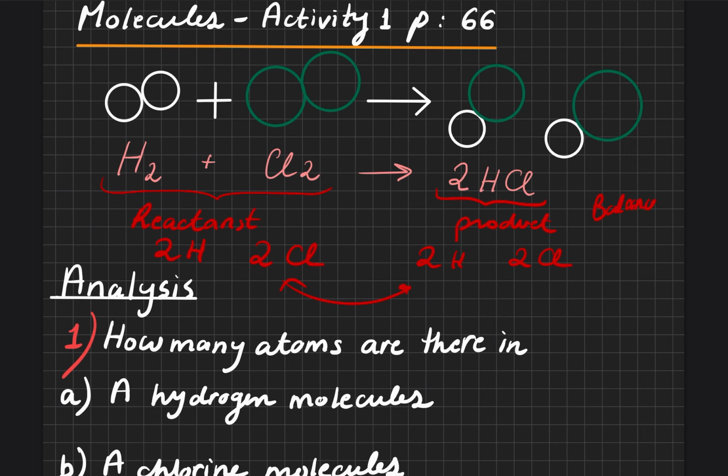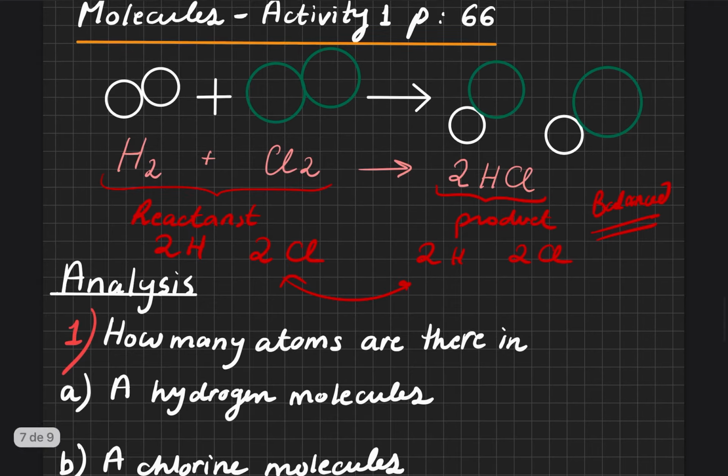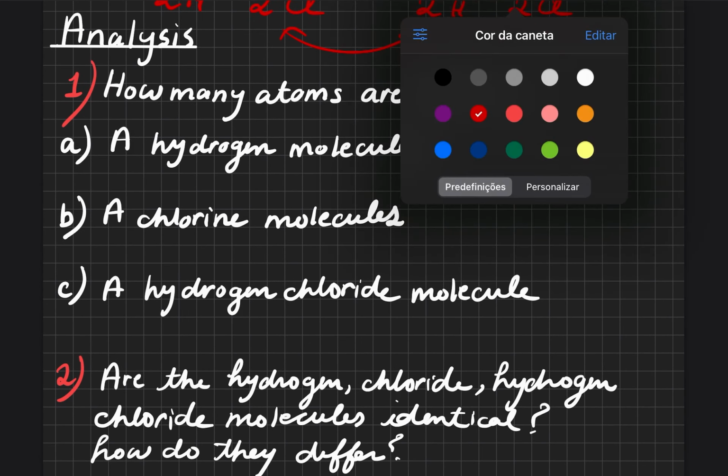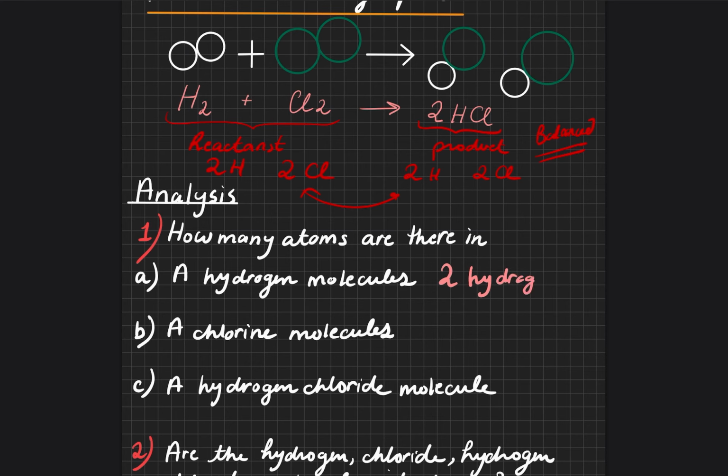Every chemical reaction needs to be balanced. Okay? Let's move now to the analysis. So the first question is, how many atoms are there in a hydrogen molecule? Again, in this hydrogen molecule, we have two hydrogen atoms.